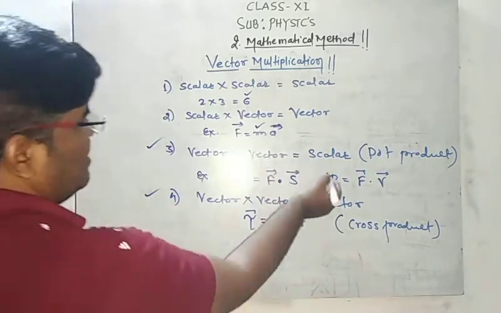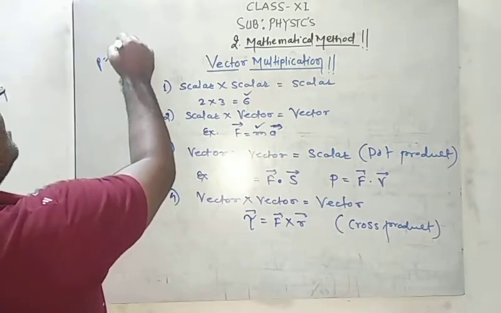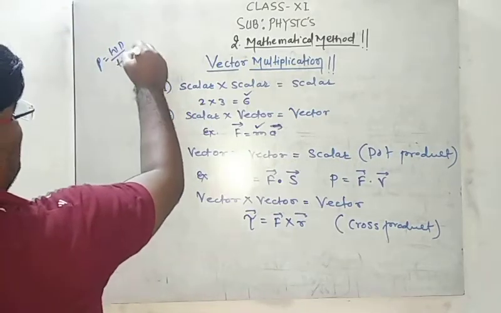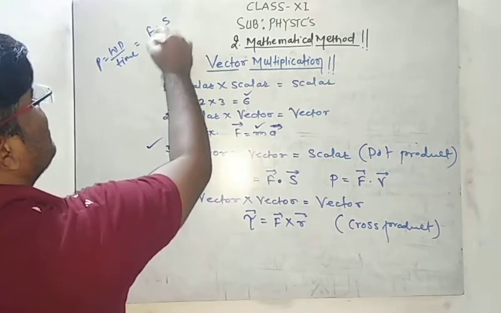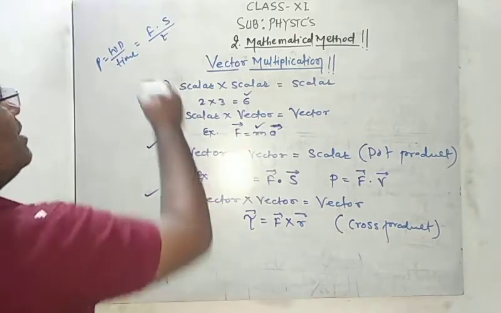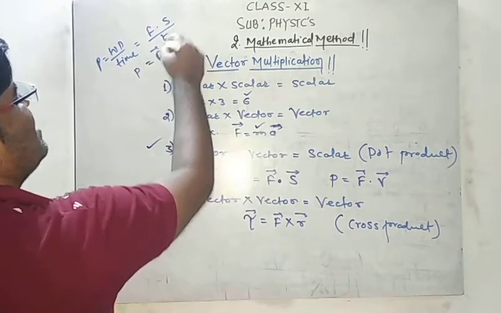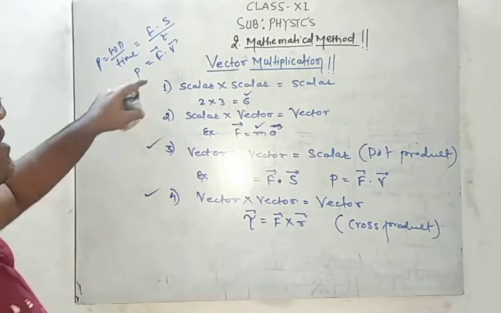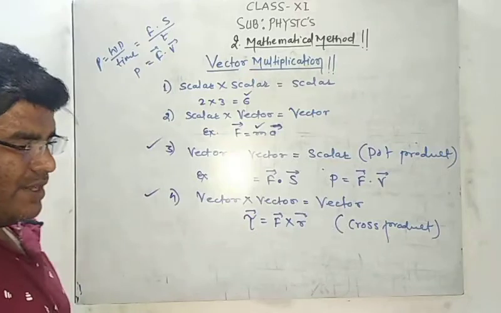This formula comes from the formula power equals work done upon time. Work done is nothing but force into displacement, upon time, right? And you know that displacement upon time is velocity. So F multiplied by V, and these two quantities are vector quantities, and the product of these two vector quantities is power, and this power is a scalar quantity. So this is another example of scalar product, right?